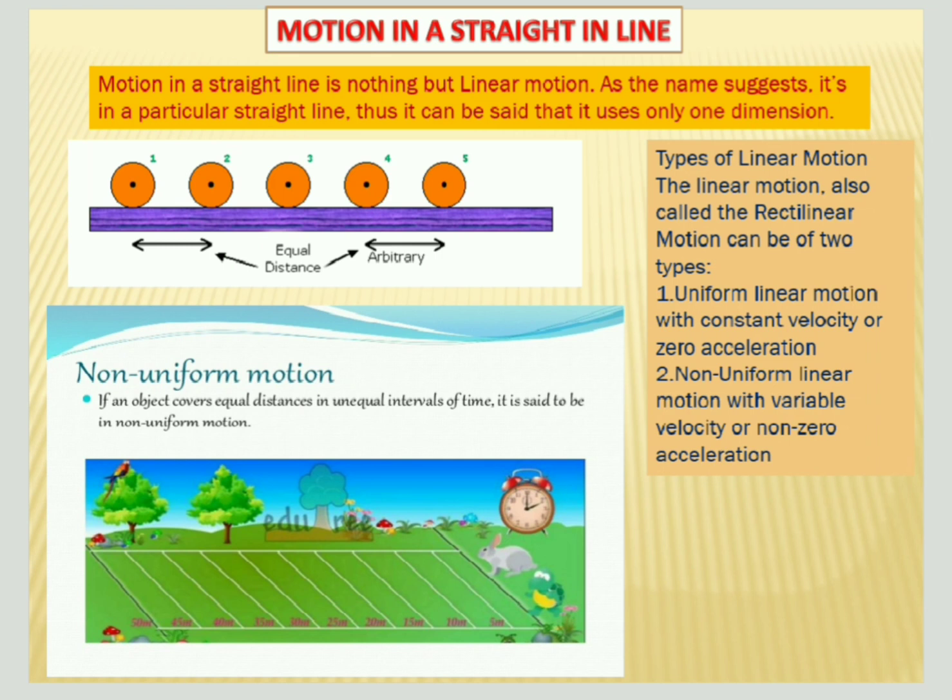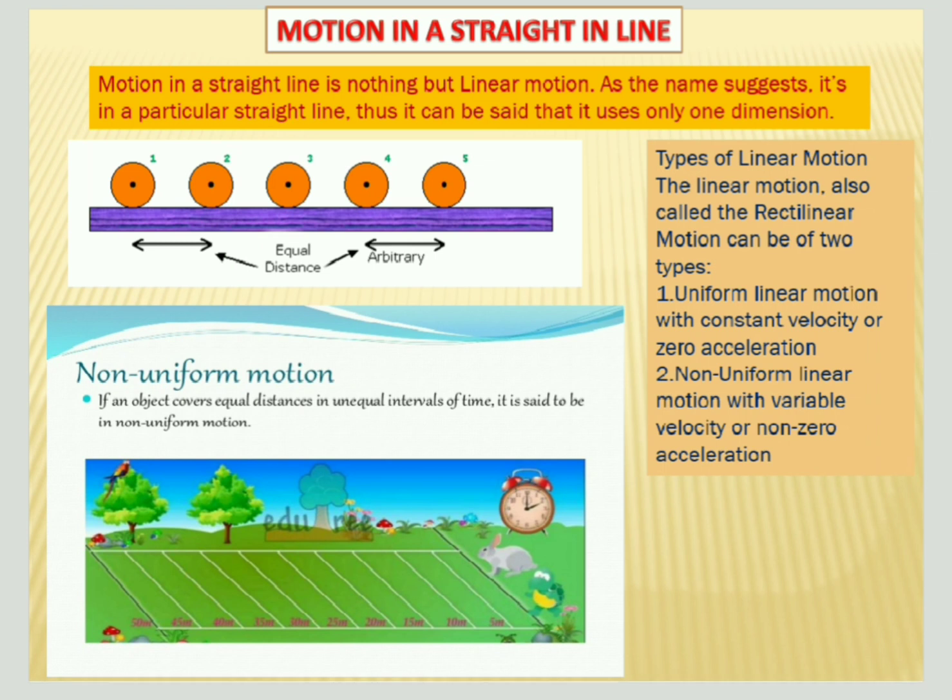Means 1 kilometer in 2 hours, then again another 1 kilometer in 3 hours, like this the time will differ. Now, uniform linear motion with constant velocity or zero acceleration. Here you can see it is written that linear motion, also called rectilinear motion, can be of two types, uniform linear motion and non-uniform linear motion.